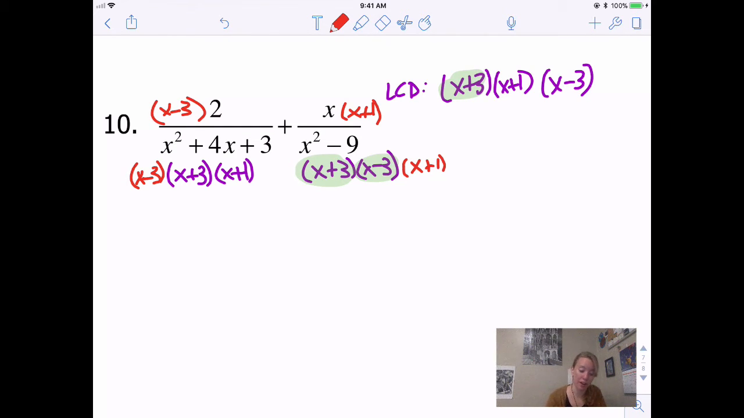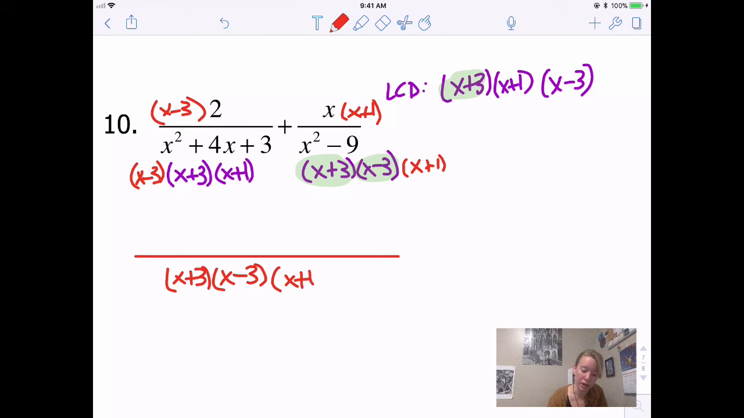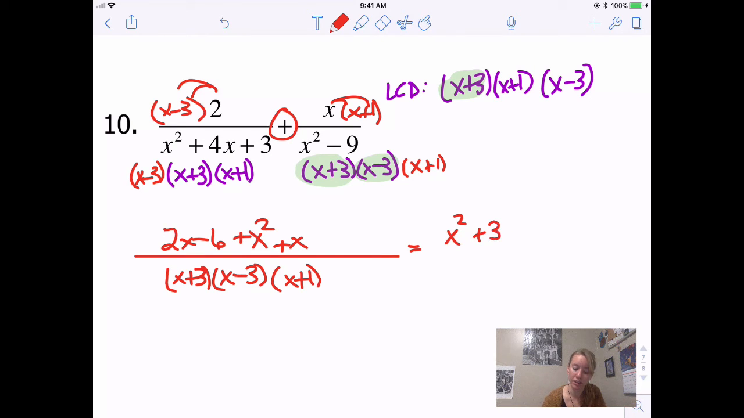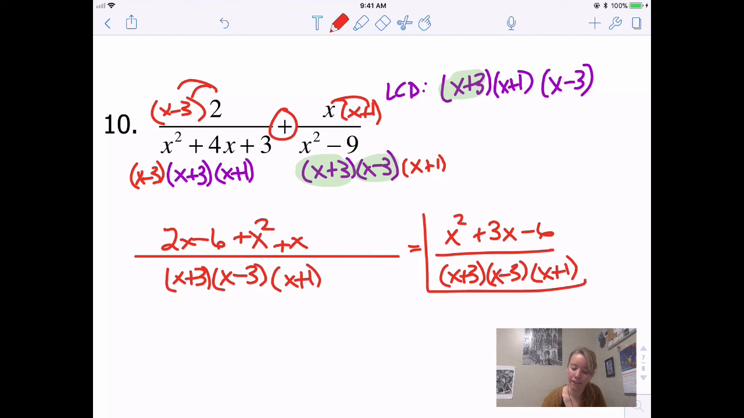And do all of your simplifying. So denominator is x plus 3, x minus 3, x plus 1. The numerators are 2x minus 6, and then plus x squared plus x. Notice you don't have to be careful about the signs because there's a plus in the middle. And then I can simplify. x squared, x plus 2x is 3x, minus 6, over x plus 3, x minus 3, and then x plus 1. And that is your final answer.